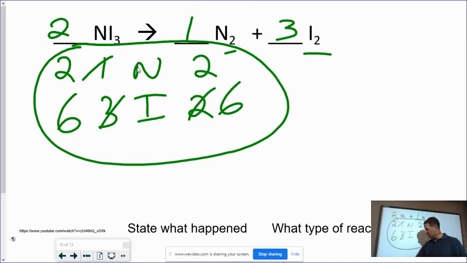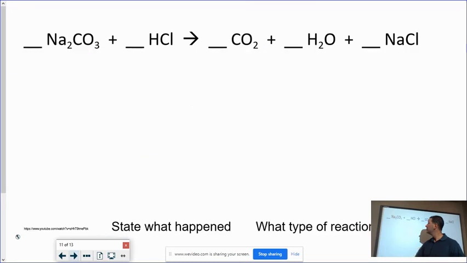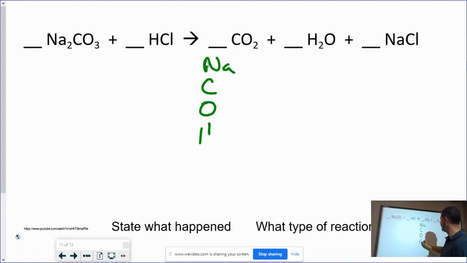Do not need to state what happened here in this problem. This would be a decomposition reaction. All right. Ooh, a lot going on here. So again, you should be pausing the video, see if you can do it on your own. Got lots of things in this problem.